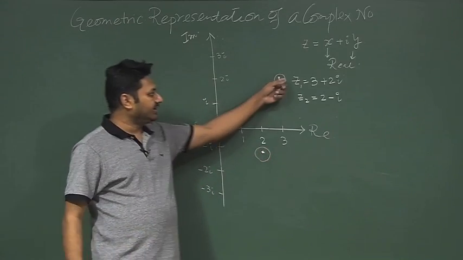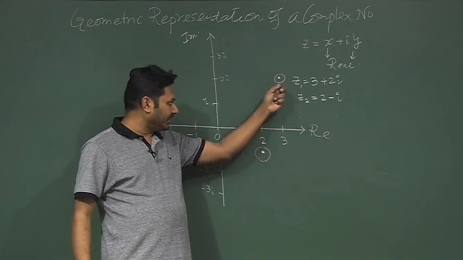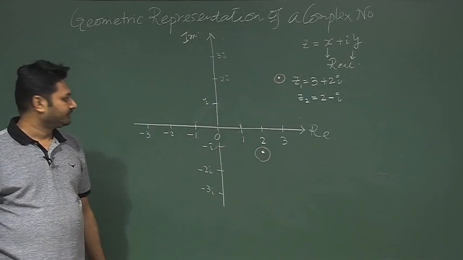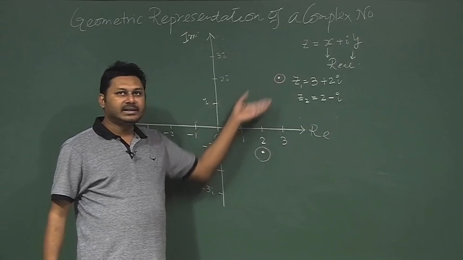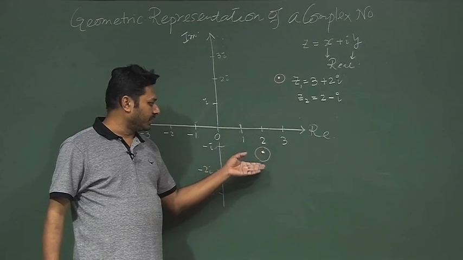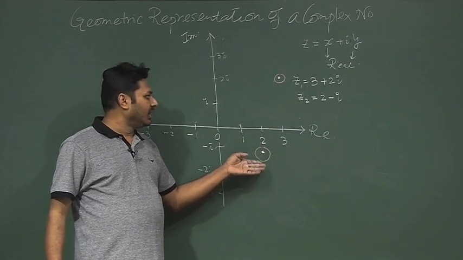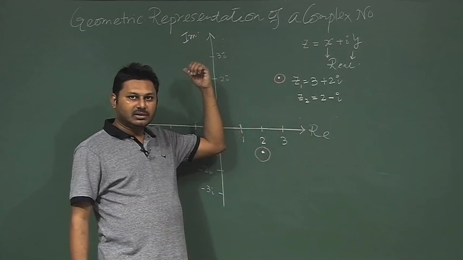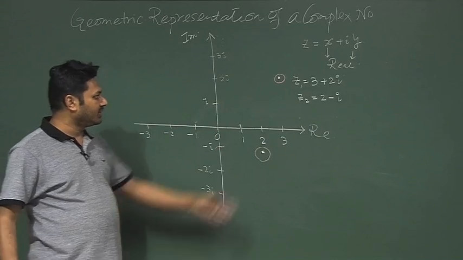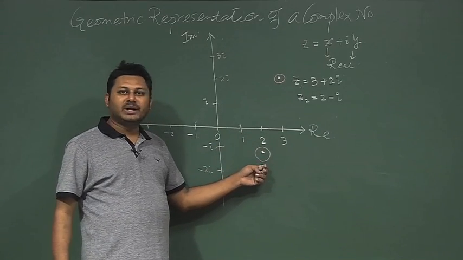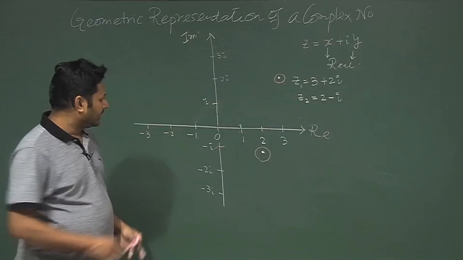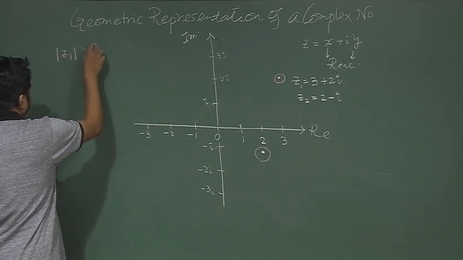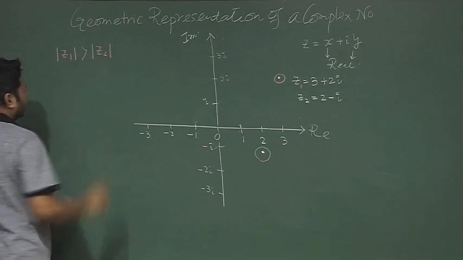So, z1 and z2 are merely representing 2 points in the complex plane, that is all. It is not more than that. It is just 2 points in the plane. Now, if I want to say that z1 is greater than z2, as I mentioned in the last class, that is obviously meaningless, because these are just points. But if I say mod of z1 is greater than mod of z2, that is meaningful.